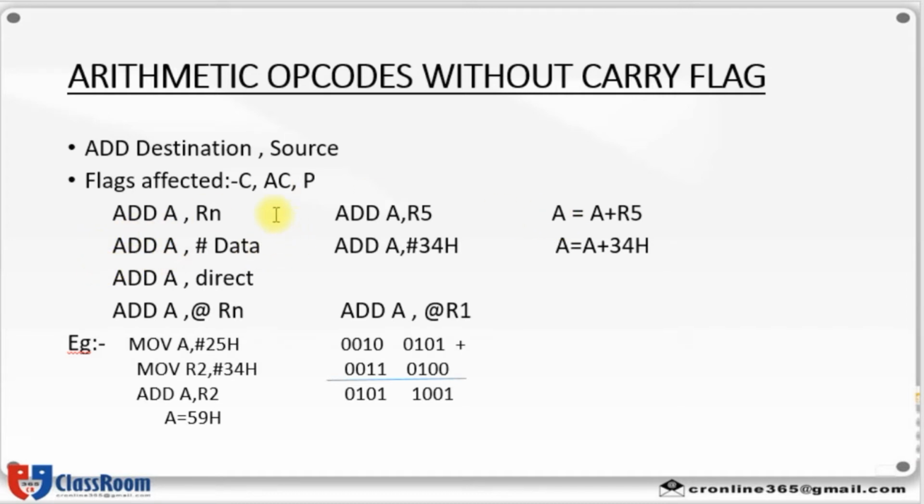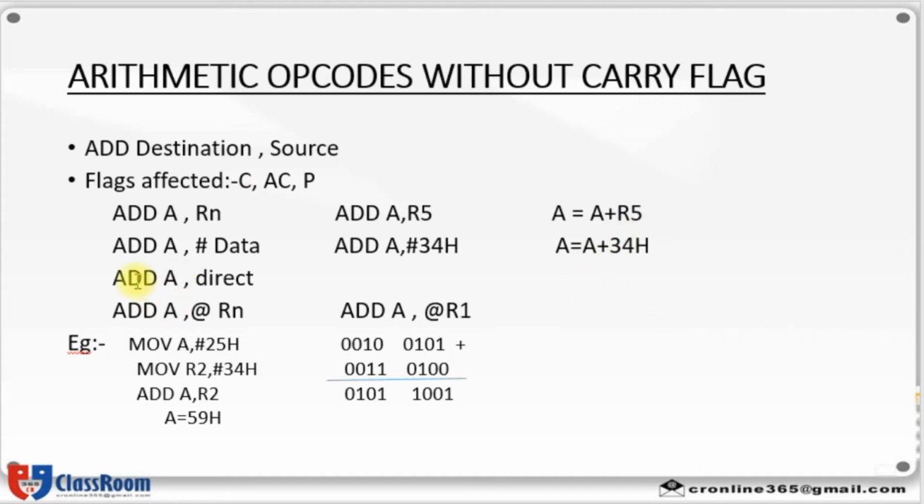Then, what is the meaning of add A, #data? Add A, #data means that you can add accumulator contents plus immediate data and you can store the result in accumulator. For example, accumulator will give accumulator content plus this 34H. 34H is a constant. That is your data.